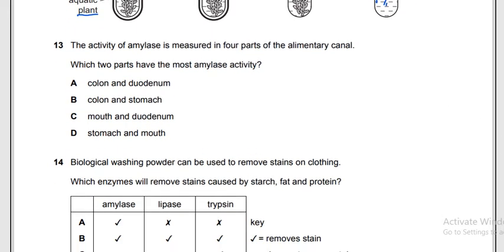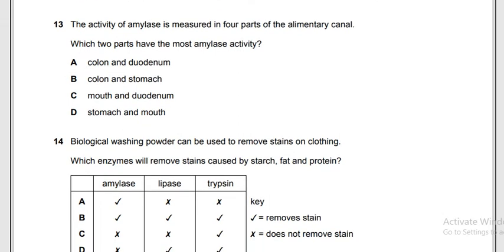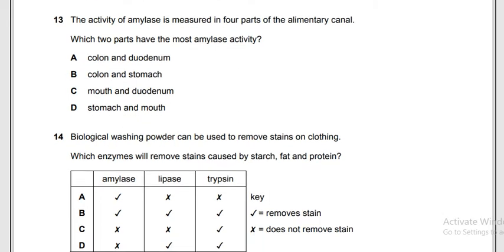Now, the activity of amylase is measured in four parts of the alimentary canal. Which two parts have the most amylase? Obviously, amylase is found in the mouth and the upper part of the small intestine, which is the duodenum. So the answer is C.